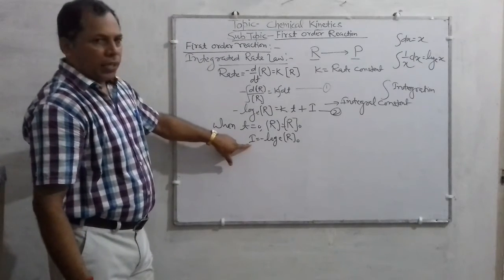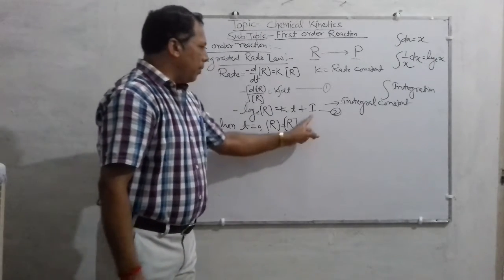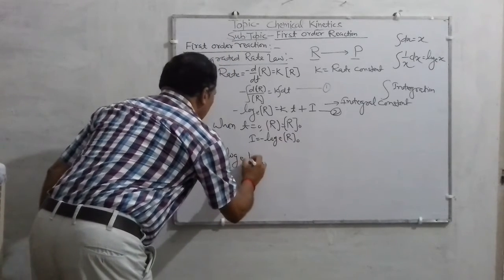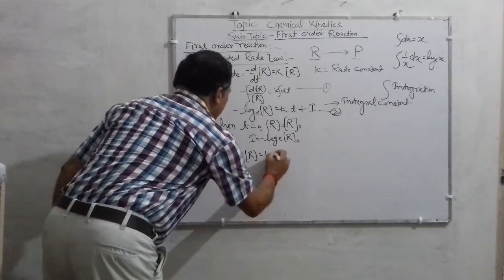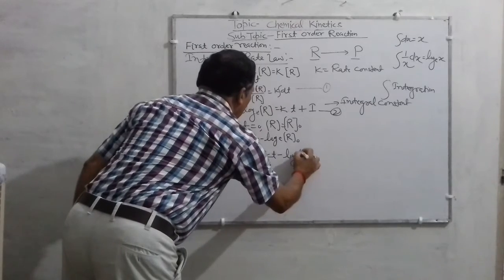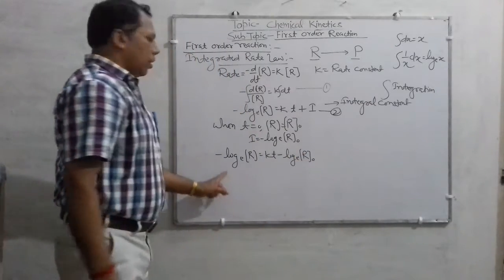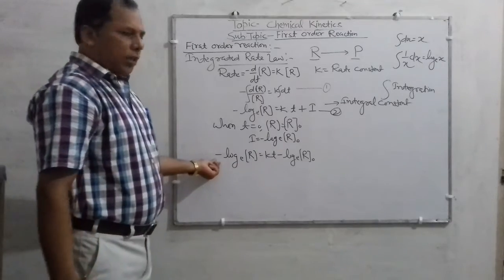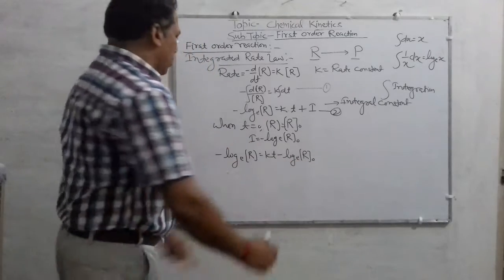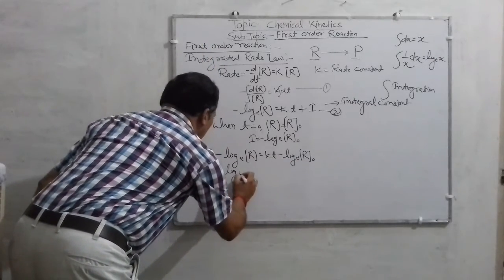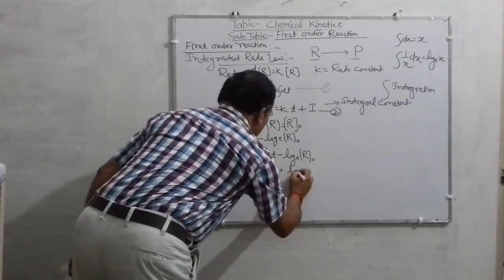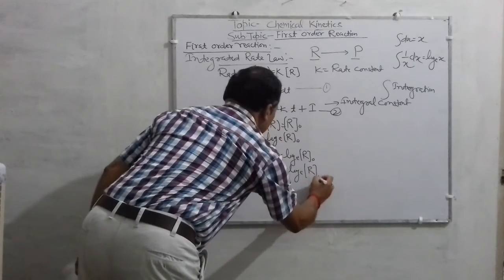So put this value of the integral constant I in equation number 2. By putting it, what will you get? Minus log e r is equal to kt minus log e r0. Transposing this minus sign, that means multiplying both sides by minus, it may be written as log e r is minus kt plus log e r0.